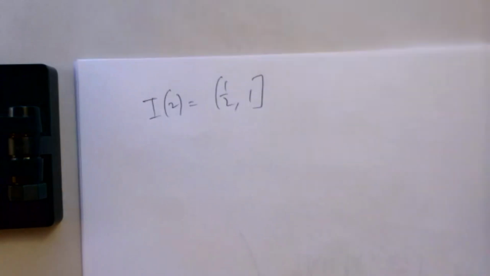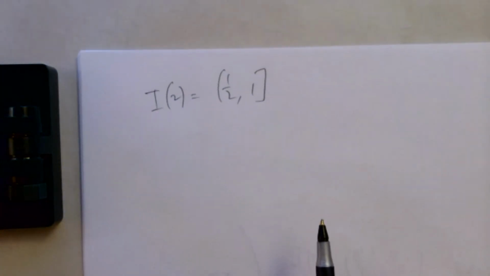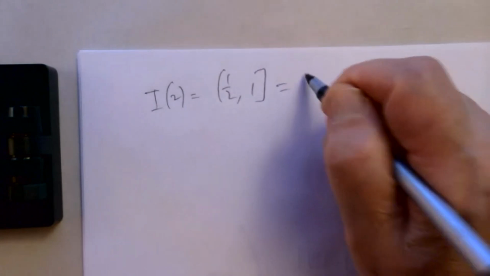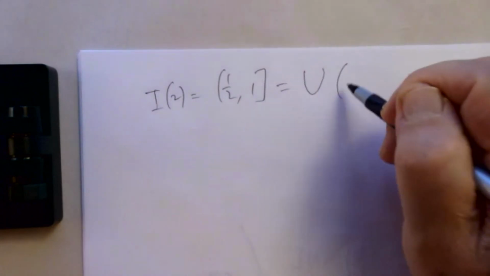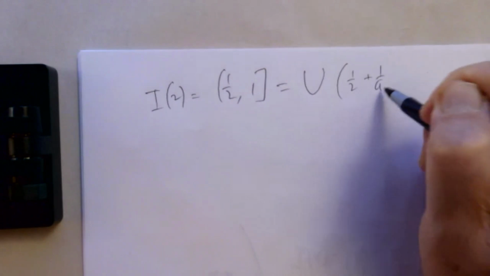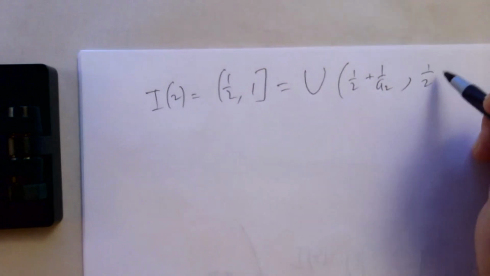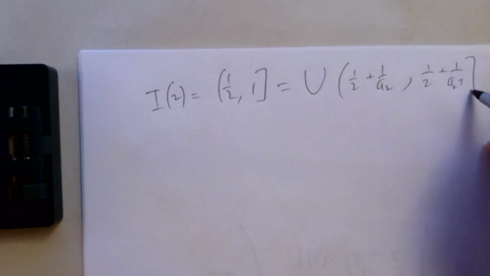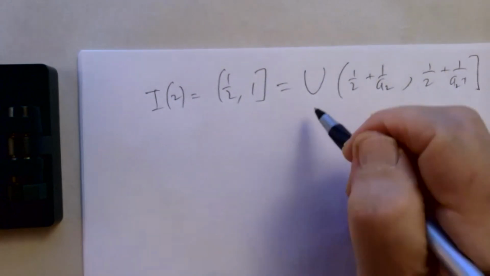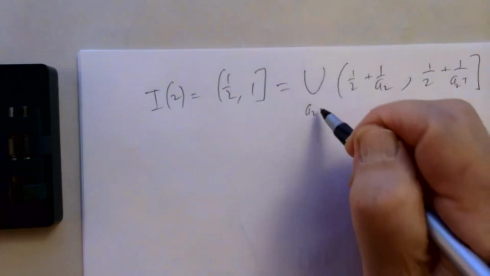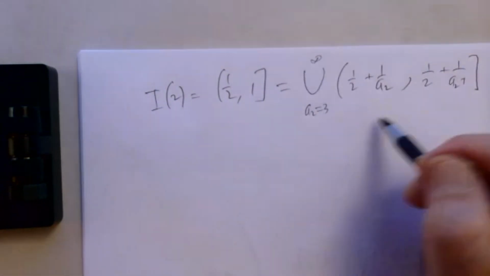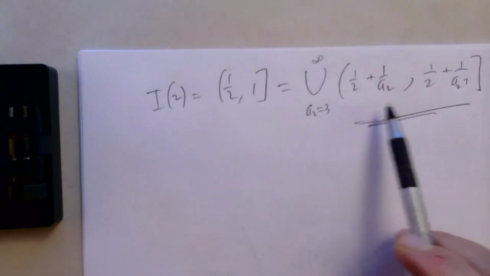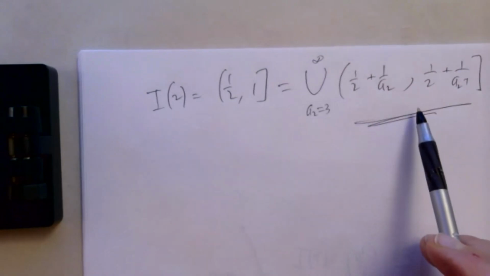So I want to consider the interval I of 2, which is the interval from 1/2 to 1. And this interval is a union of what I might call harmonic subintervals, 1/2 plus 1 over A2 to 1/2 plus 1 over A sub 2 minus 1, where A sub 2 goes from 3 to infinity. So this interval is this countable disjoint union of these subintervals.